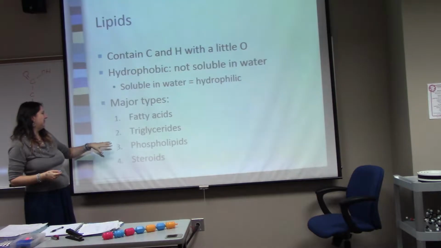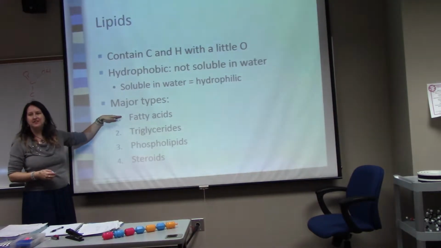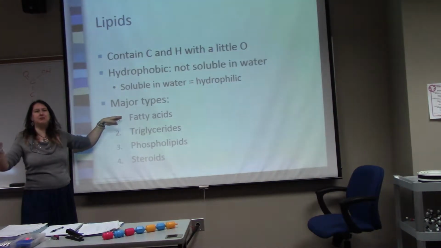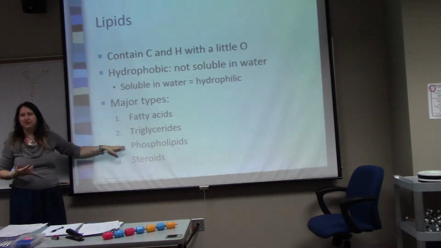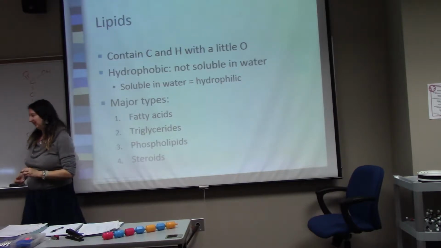The major types of lipids are fatty acids, which, like monosaccharides, are going to be used to build the other kinds: triglycerides, phospholipids, and steroids.